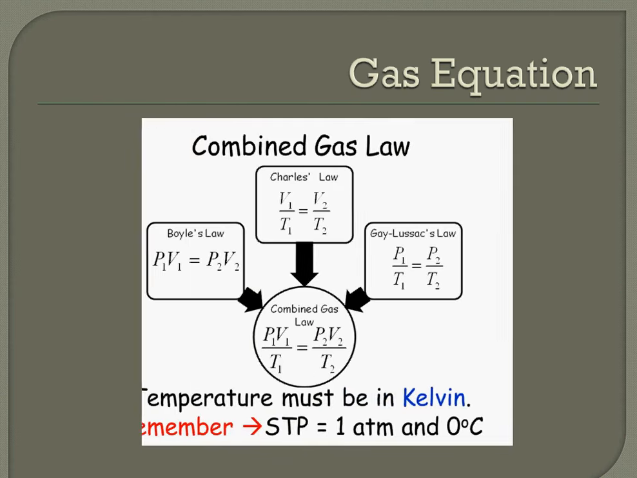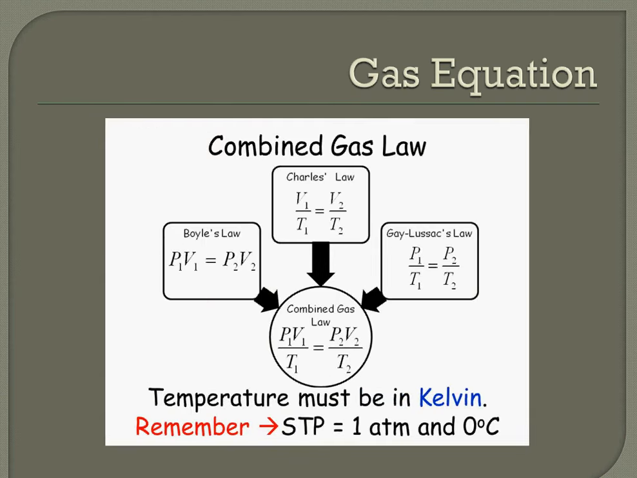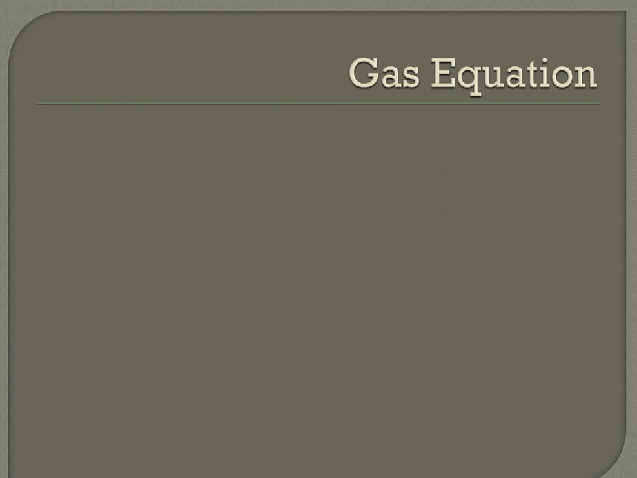That is, Boyle's law, Charles' law, and Gay-Lussac's law give the combined gas law, that is P1 V1 upon T1 equal to P2 V2 upon T2. Just remember that in all these gas laws, when we calculate the problem sum, we have to give temperature in Kelvin. All right. So let's go into details.